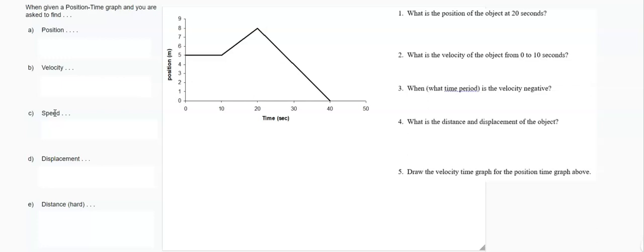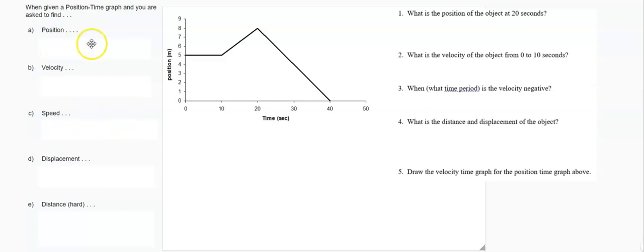If they ask you to describe the motion, that's also kind of a hard one related to distance, but it's asking you which direction it is moving, if it's moving, and how fast it's moving. That's what you're asked to find when it says, describe its motion.